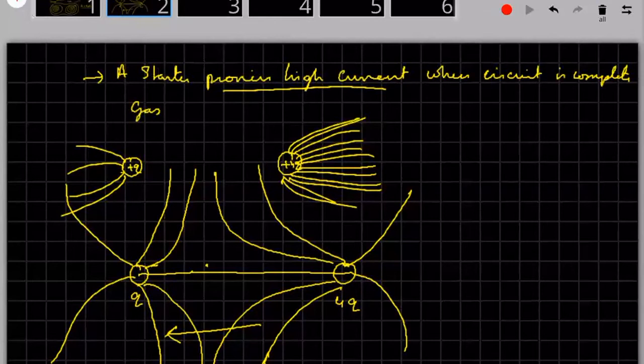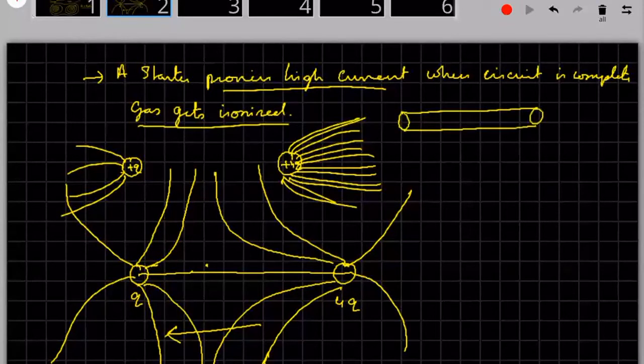But why do you need a high current? You need a high current so that the gas gets ionized. Once the gas gets ionized, it starts conducting. Once it starts conducting, you don't need high current. A tube light works on that principle. Initially, because of the high current, it will get charged. Once it gets charged, the capacitor role stops and then the regular thing happens. Similarly, in a flashlight.